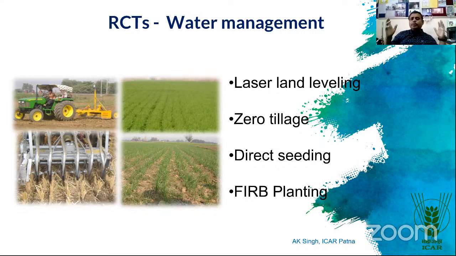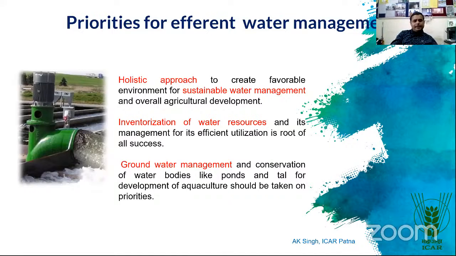What would be our priority for efficient water management? There is need of a holistic approach for sustainable water management, and an inventory of what we have right now, on how we have to distribute and use it judiciously and efficiently to improve our water productivity, crop production and land productivity.